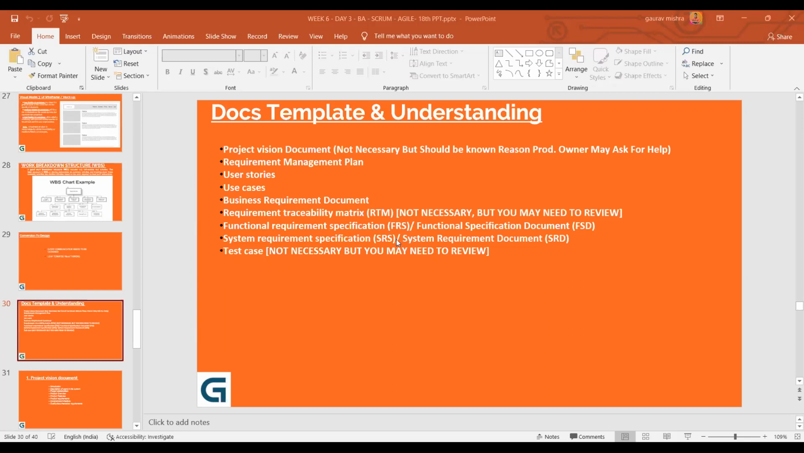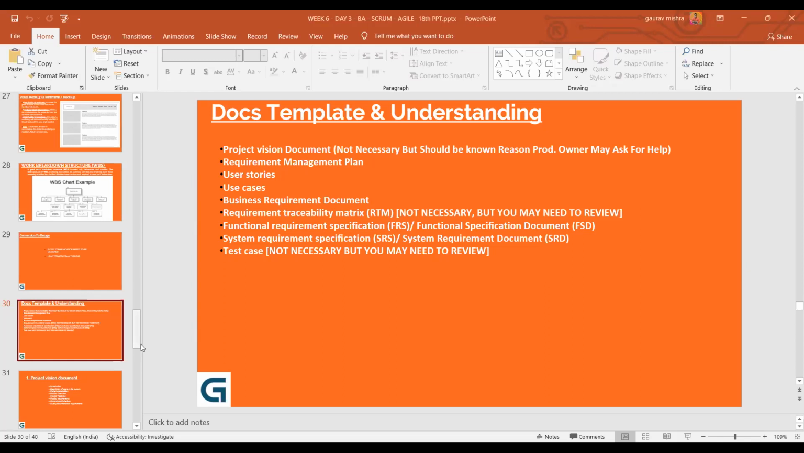And functional requirement specification is also known as FRS. So FRS is known as what? Functional requirement specification. Exactly, you are right. And also sometimes FRD means functional specification document. Then comes system requirement document, also known as SRS, or system requirement document means SRD.